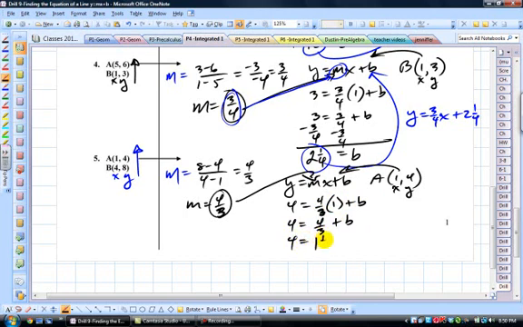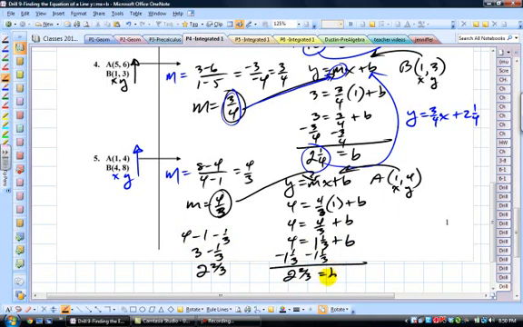4/3 is 1 1/3 plus b. Let's subtract 1 1/3 here. This is a skill we learned earlier. Let me see, 4 minus 1 minus 1/3 is 3 minus 1/3, or 2 2/3. So 2 2/3 equals b. I've got to take that and substitute that back here. Substitute my slope in, and I write the equation. So y is equal to 4/3 x plus 2 2/3.